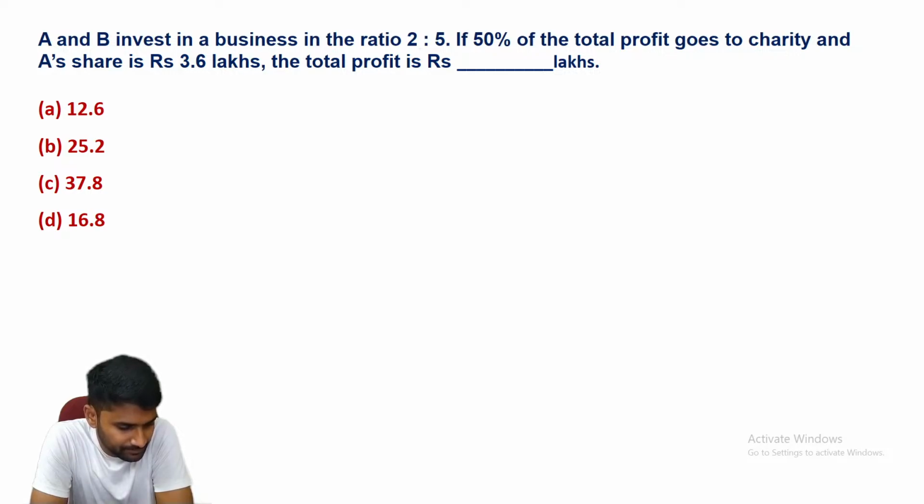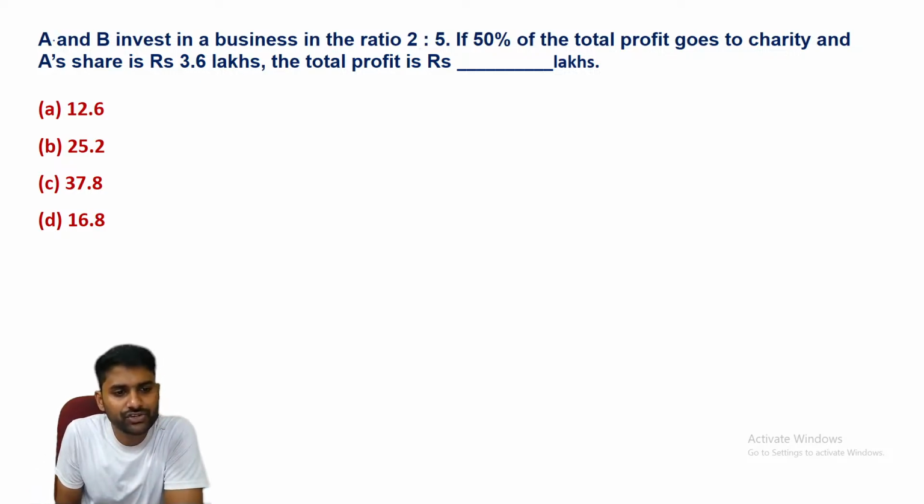Now just see this question. A and B invest in a business in the ratio of 2 is to 5. If 50% of the total profit goes to charity and A's share is 3.6 lakhs, what is the total profit?